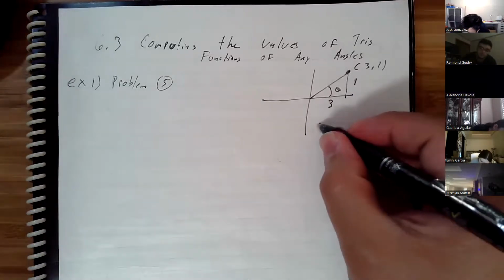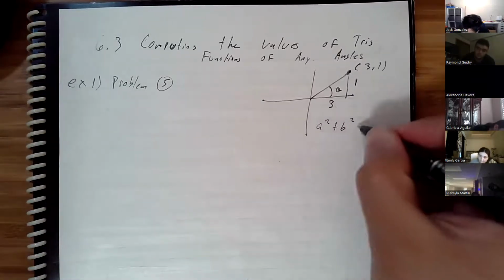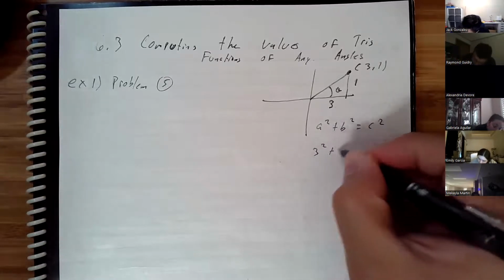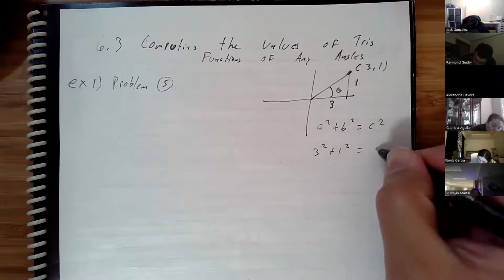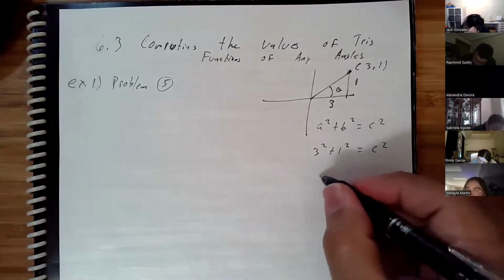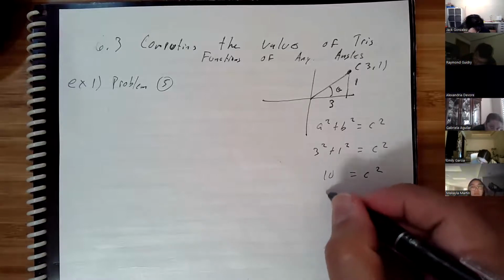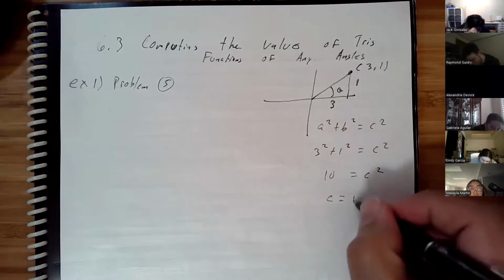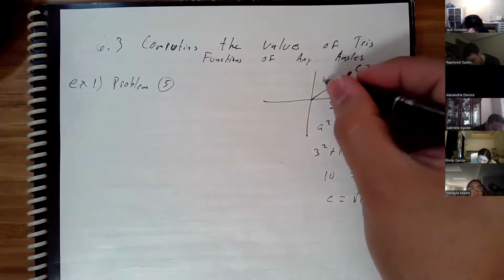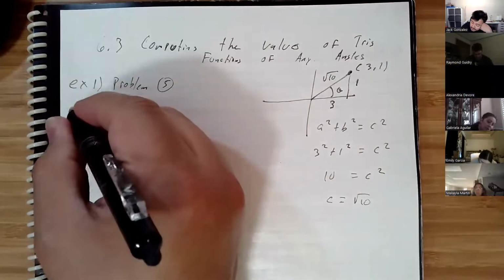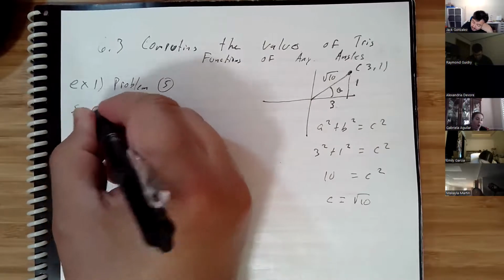And we know that a squared plus b squared is equal to c squared, which means that 3 squared plus 1 squared is equal to c squared. That would be 10. So c is equal to square root 10. Okay. So it says find the 6 trig functions. Once you have your triangle, that is no big deal. That's the same thing we did earlier.